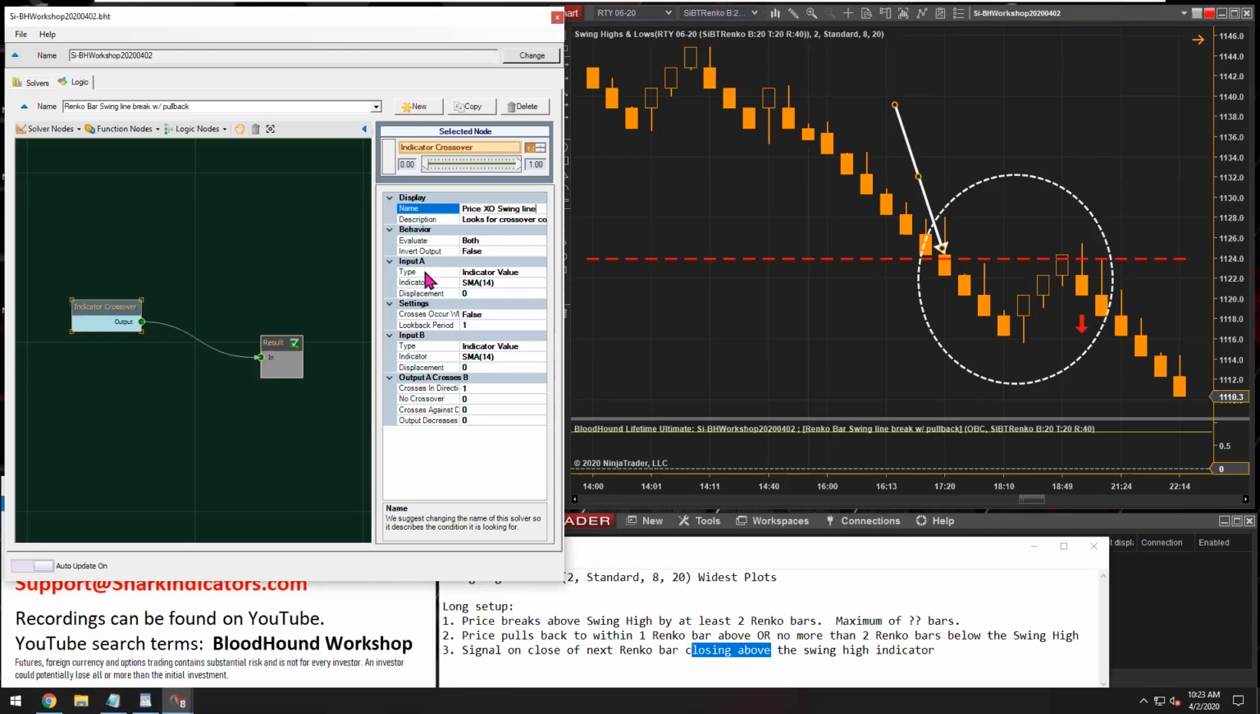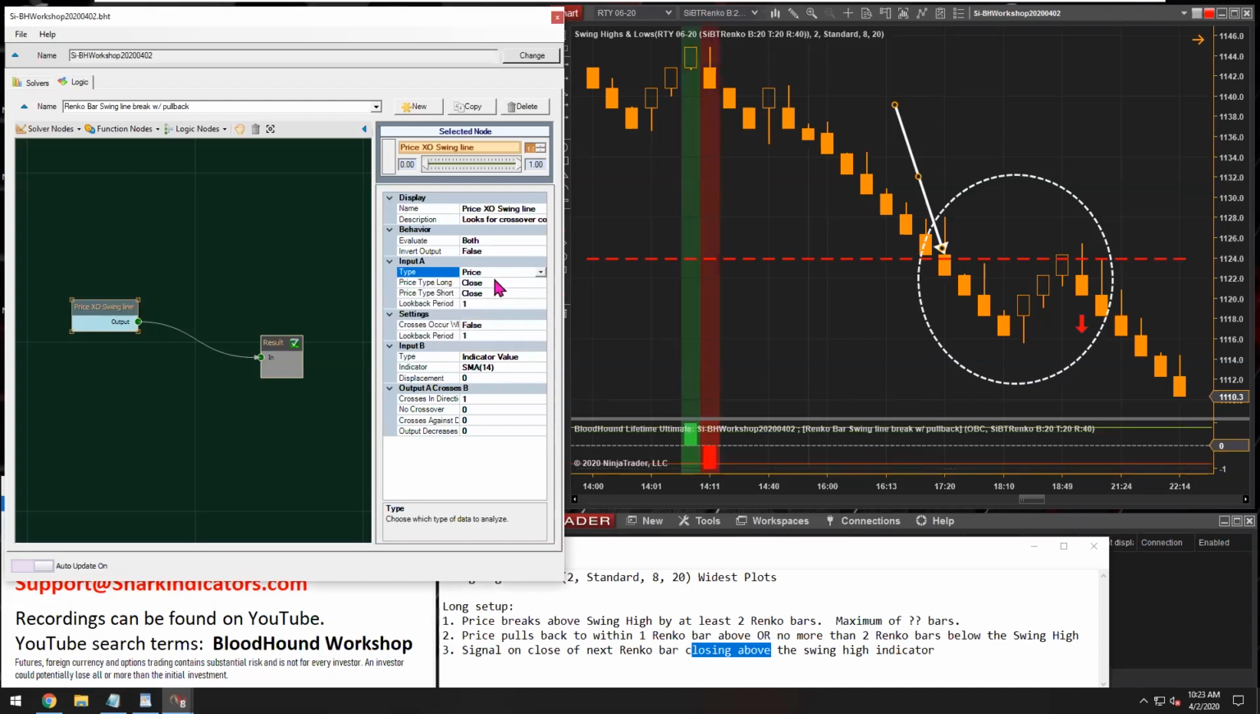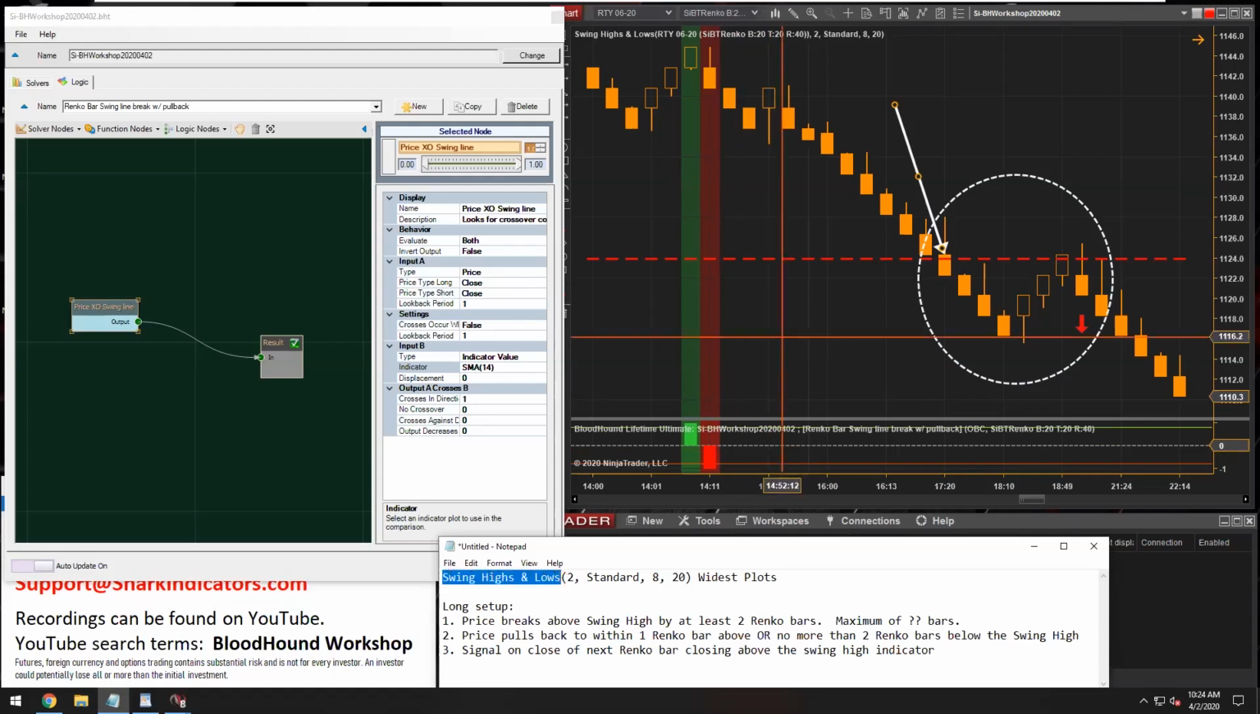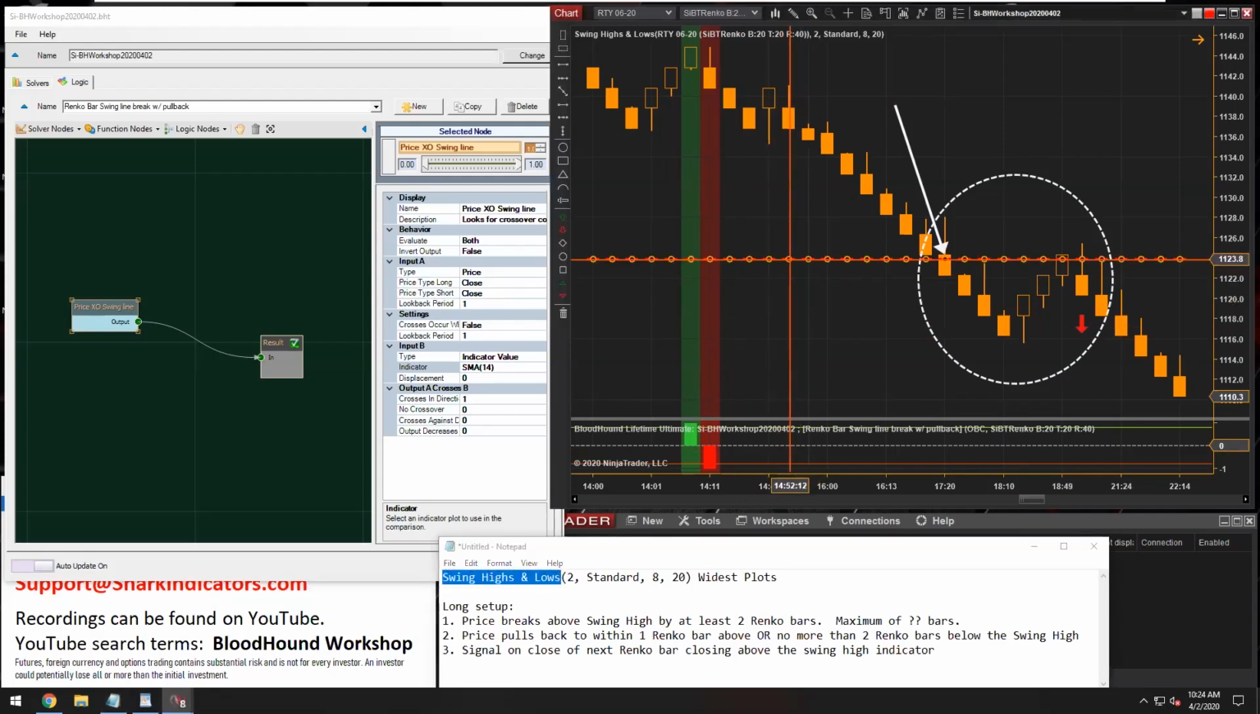All right, so input A, that's going to be the closing price of the bar, right? The closing price. So we're going to change input A, change the type to price right there. And the closing price is already selected for us. And now input B, that will be our swing indicator. And just to note, Richard was using slightly different settings here for the swings, highs, lows. This is the swings, highs, lows indicator, and he's using a number of swings of 2.